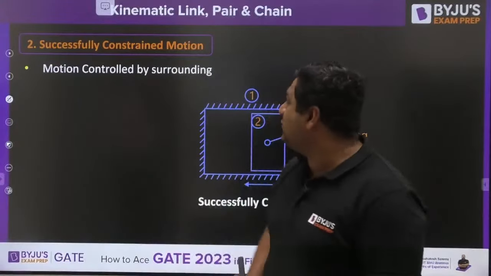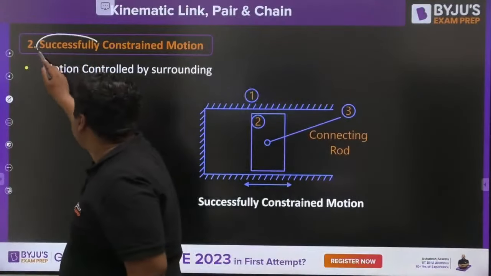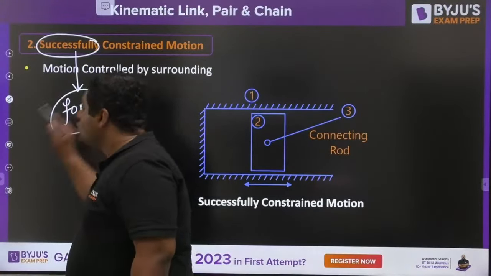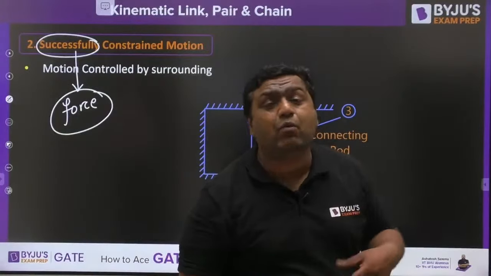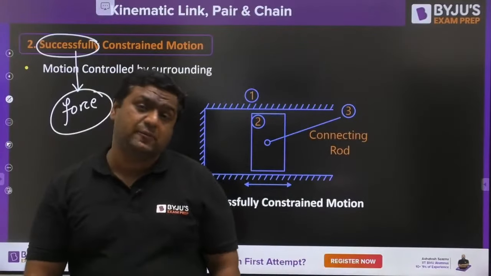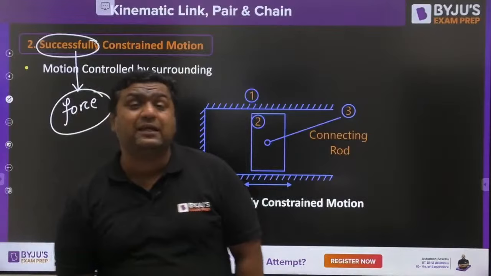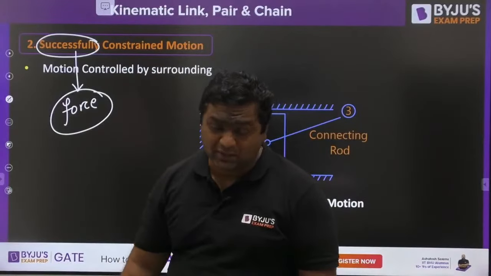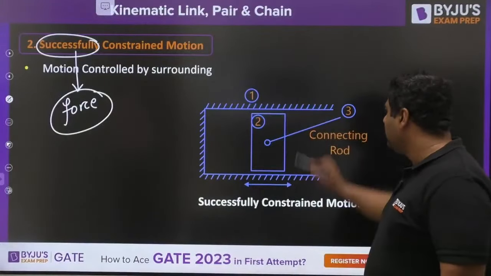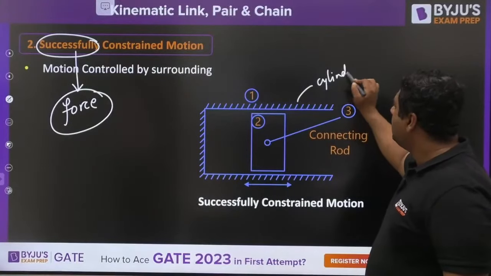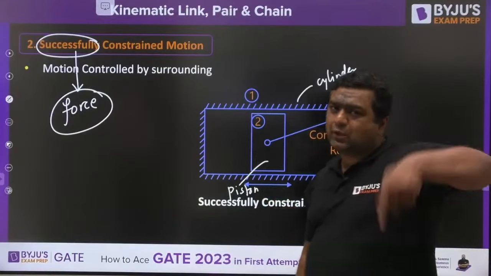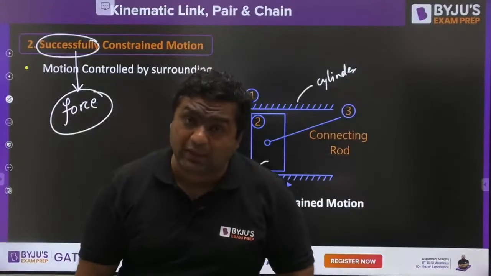Now my dear, when we have successfully constrained, this word successfully is showing some kind of external force. So successfully means when we are going to make the motion constrained, make the motion restricted with the help of some external forces. So this time we would be taking the help of external things to make the motion constrained. So the very first example is this. If you see, this is cylinder, this is piston. You know, cylinder is also circular in cross section, piston is also circular in cross section.